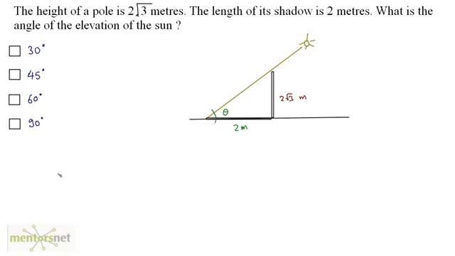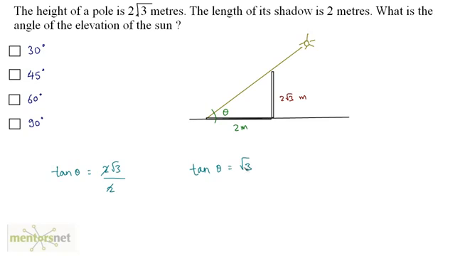So we can write tan theta is equal to opposite upon the adjacent side. That's 2 root 3 upon adjacent, which is 2. This 2 and this 2 get cancelled out. So we have tan of theta is equal to root 3.